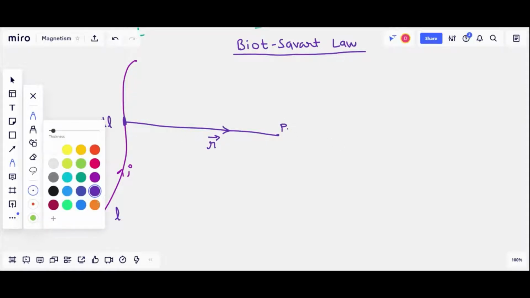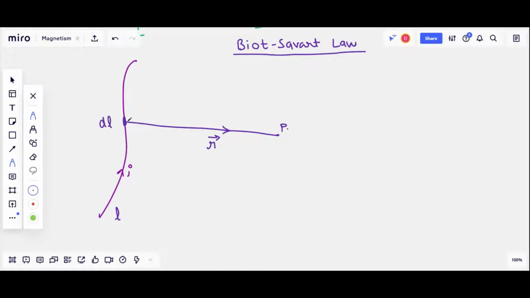The reason why we are taking dL as a very small, extremely small length is that we can consider that all the points on this length are actually at the same distance r from P, because this is infinitesimally small. So that's the reason why we take a very small element.